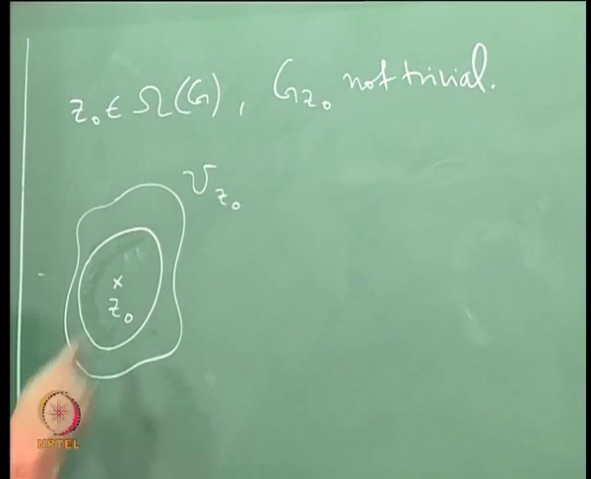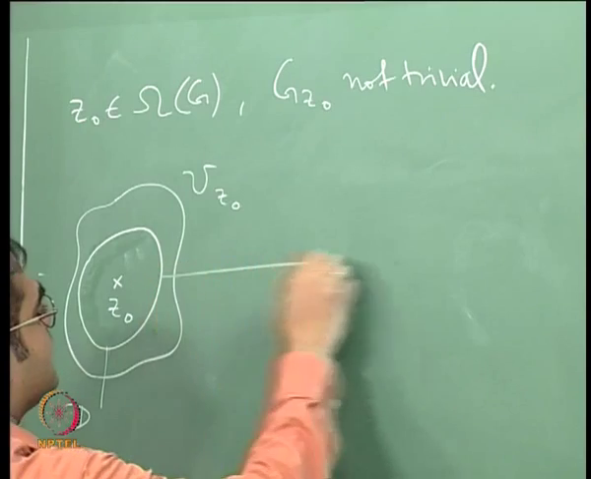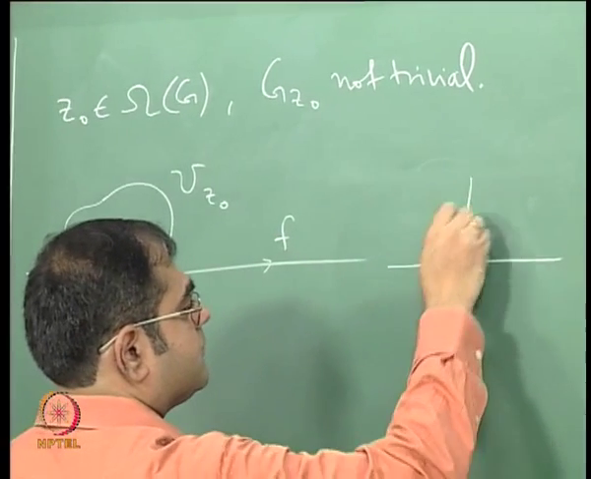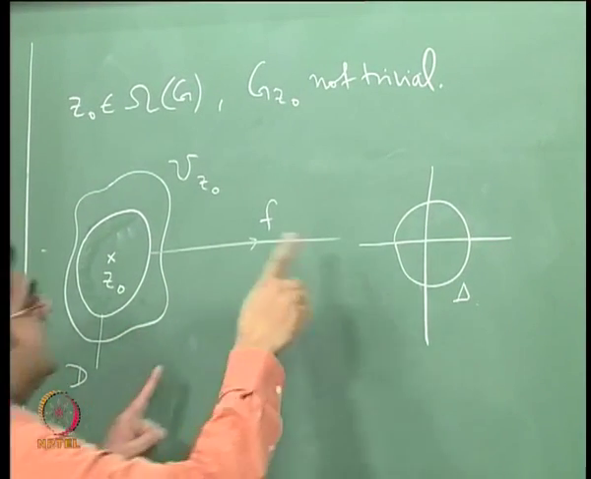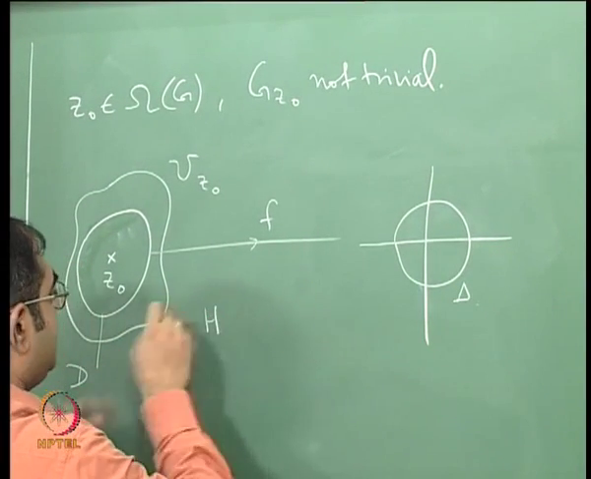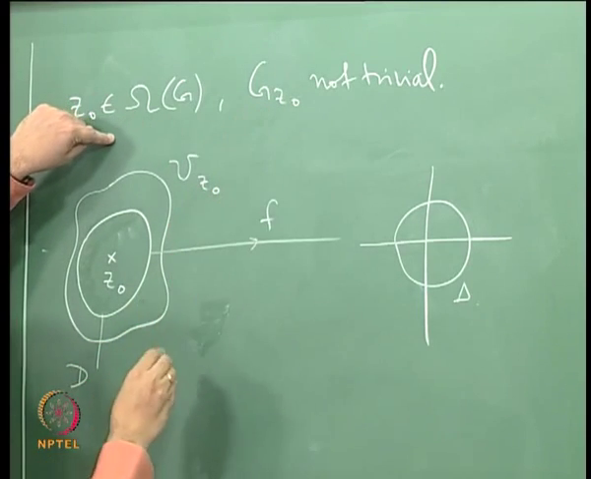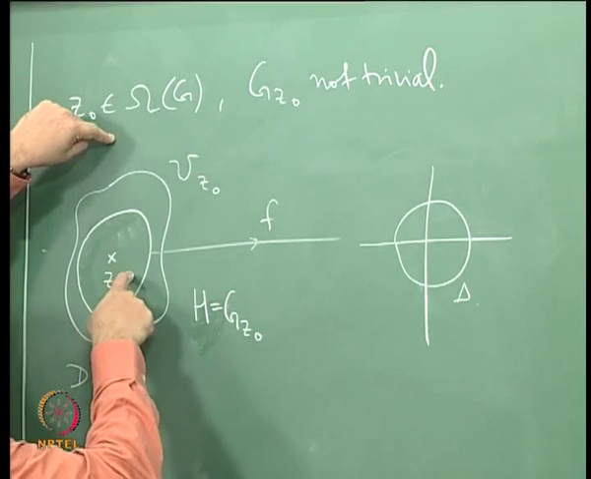So I'll get a convex neighbourhood D of the point z0, which is a disk-like neighbourhood. Namely, this just looks like the unit disk, okay. And under this map, the group H, in this case the group H is just G sub z0, H is G sub z0, that is what is acting on this neighbourhood.